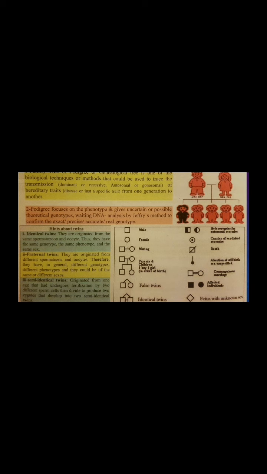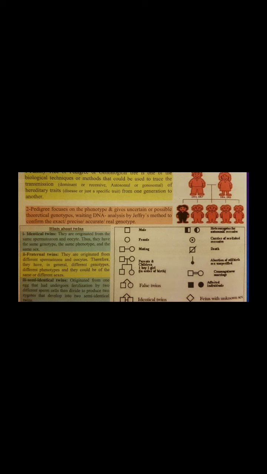The pedigree studies the genotype and the phenotype, but we rely on the phenotype, on the physical appearance. If we want to be sure 100%, we need to do gel electrophoresis, one of the DNA fingerprinting techniques, to confirm the exact, precise, accurate genotype. Using the pedigree we give a prediction. But if we want to be sure 100% about the genotype, we need to do the gel electrophoresis technique using the restriction enzyme, as we studied in the previous chapter.